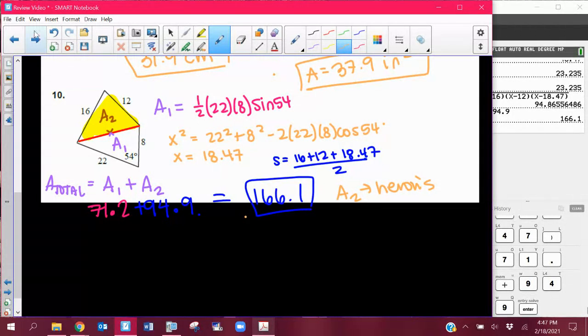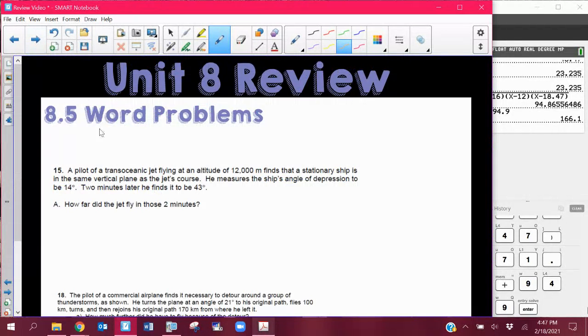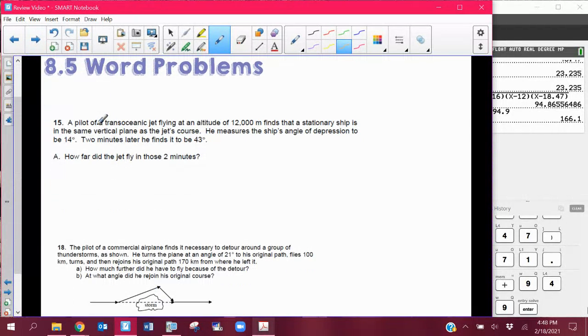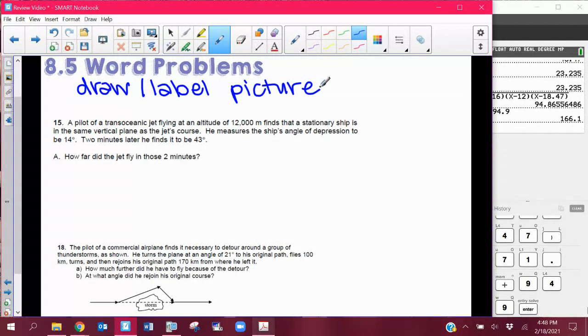So cool, that's area. The last thing we did were the application word problems, and really the whole point of these word problems is if you can draw the picture or maybe label whatever's given to you, you will be able to solve these. Okay, so read them carefully, but in the end, they're going to be pretty straightforward as far as what formulas you should be using, so on and so forth.